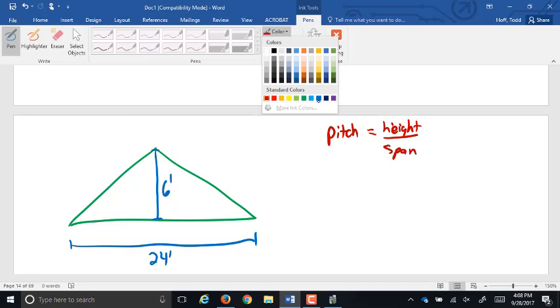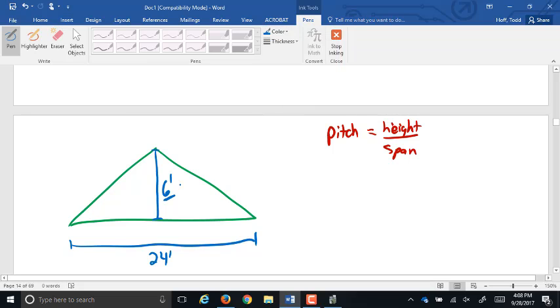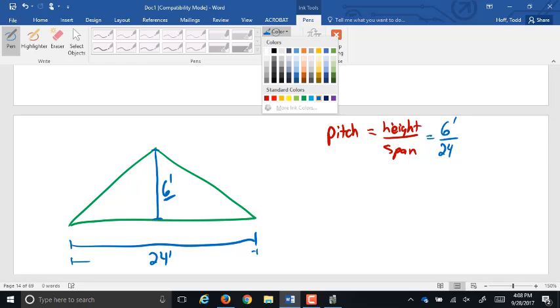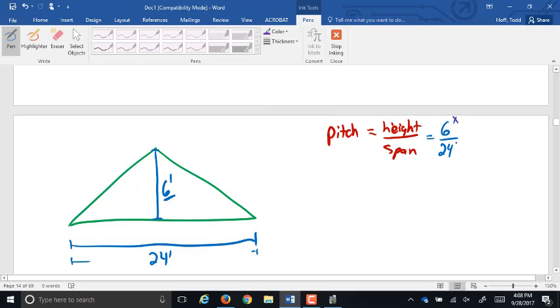So for this roof, the height is the 6 feet. The span is the whole span, the 24 feet. So the feet cancel out. Both 6 and 24 can divide by 6, giving me a 1 to 4. That is a 1 to 4 or a 1/4 pitch. And that is the proper way of designating a pitch, is 1/4.